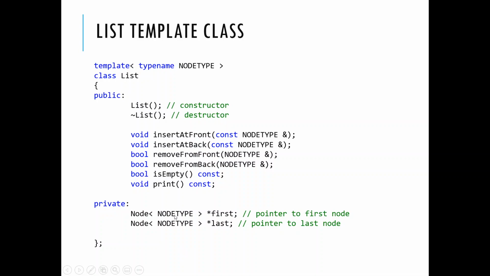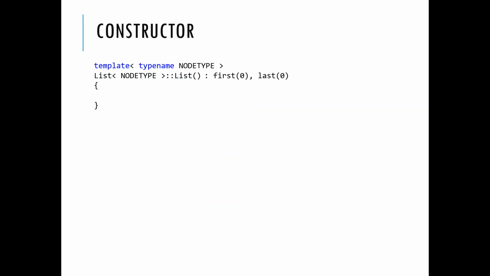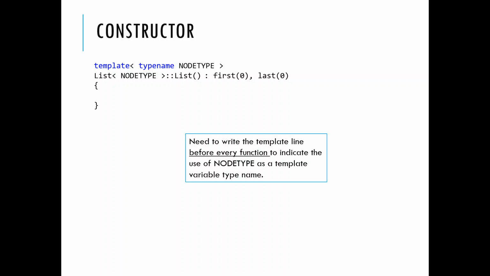Here's my header file. It's going to take the first and the last. Hey, they're generic type node types. My list class takes in a node type. Everywhere I had char star, I now put in this generic node type. And here's my constructor for the list.